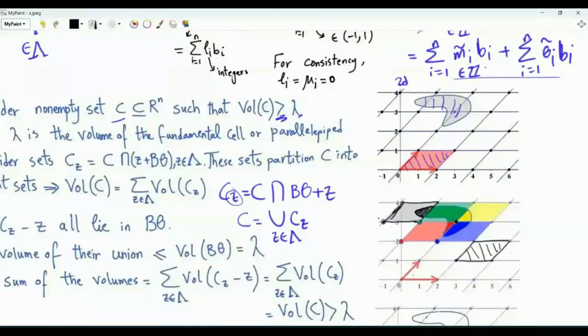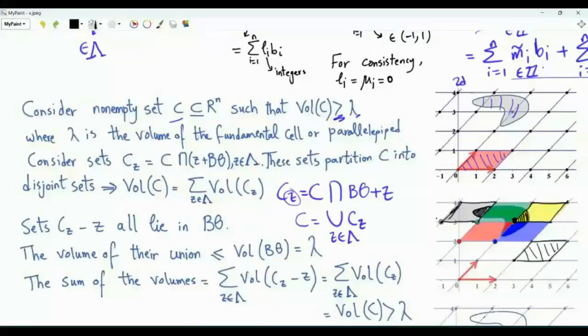Now take Z to be this point. Here is the translated fundamental cell. And there is an intersection between C and this translated fundamental cell. And for this Z here, this is CZ. C is the union over CZ, where Z is a point in the lattice. CZ is obtained by intersecting C with a fundamental cell that is translated by Z. Those sets here partition C into disjoint sets.